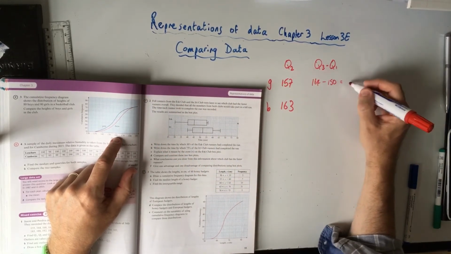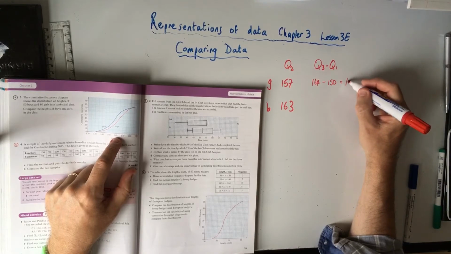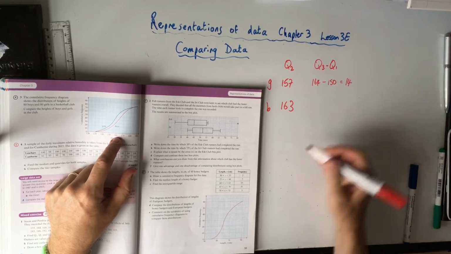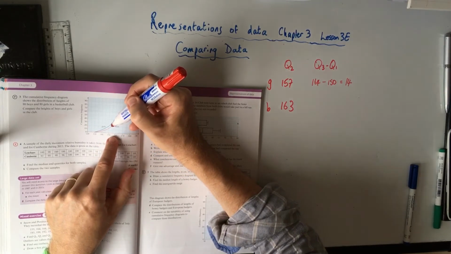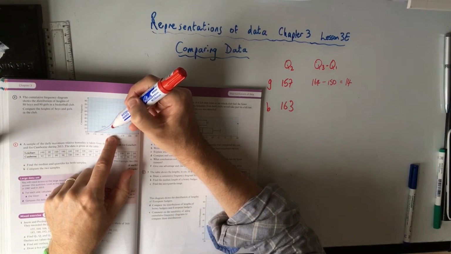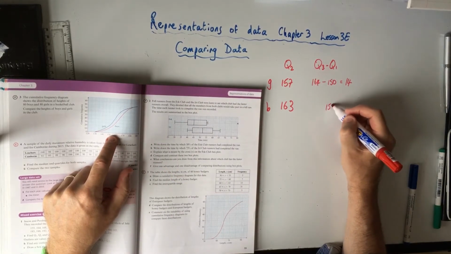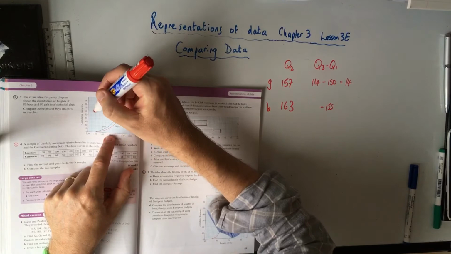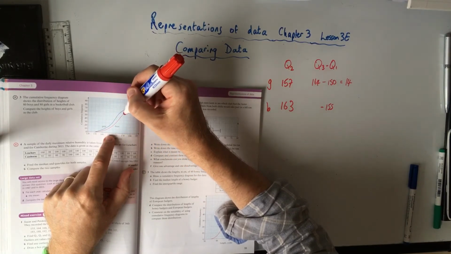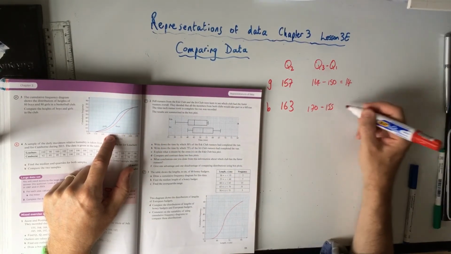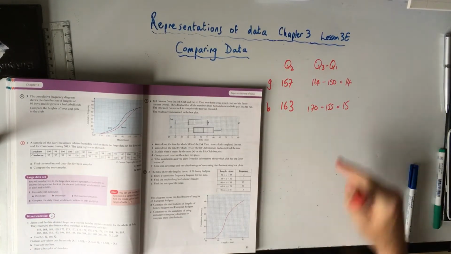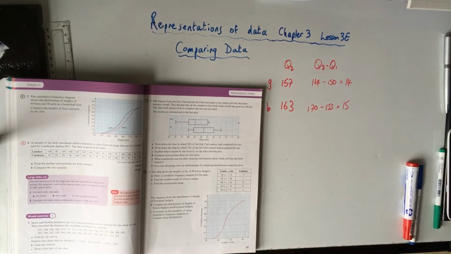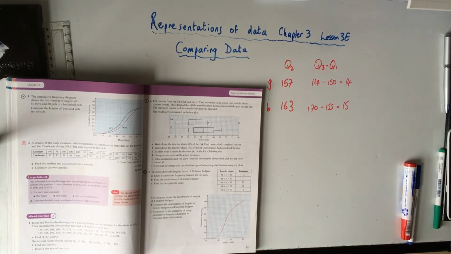So the interquartile range for the girls is 14. The interquartile range for the boys, going across from 20, quartile 1 is 155, and quartile 3 for the boys is 170. That is 15. So don't overplay it there. The interquartile range for boys and girls is very similar.